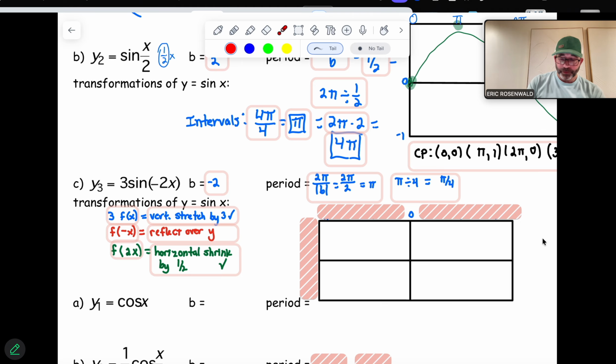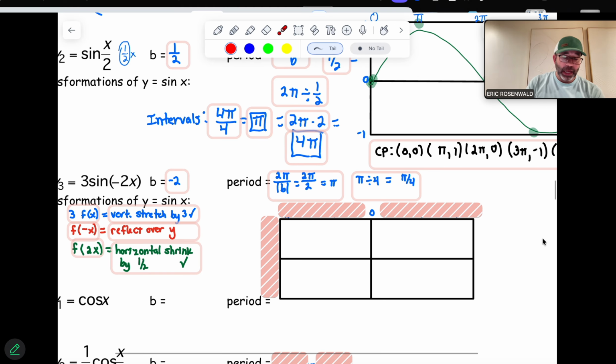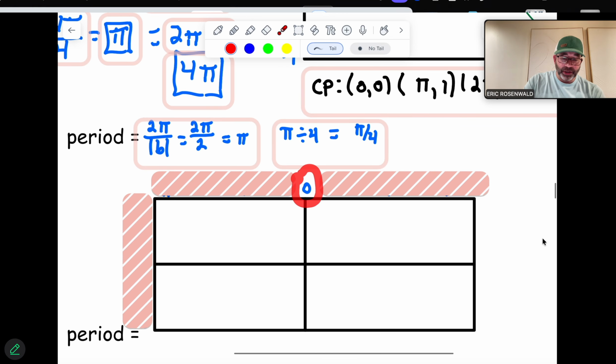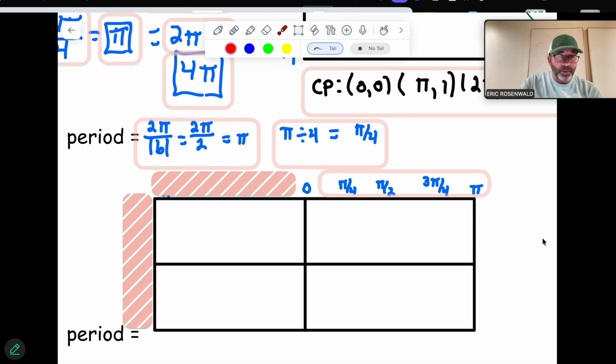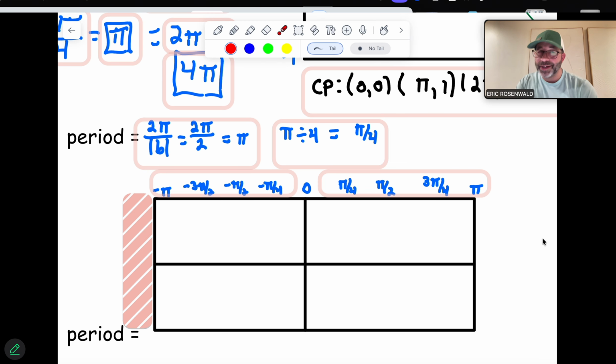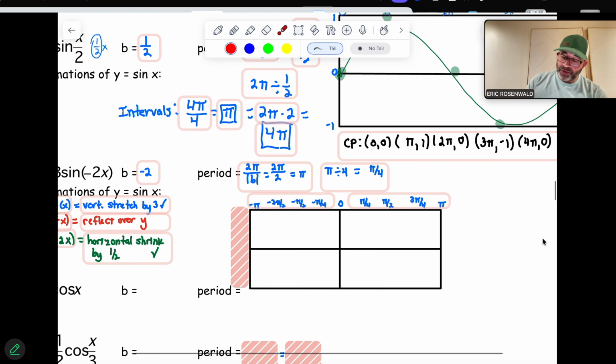Okay? Let's put it all together. You ready? So if I start at 0 here, and I go up by 1 pi over 4 over and over and over. I go 1 pi over 4, 2 pi over 4, 3 pi over 4, 4 pi over 4. Simplify these values. That 2 pi over 4 is pi over 2, and that 4 pi over 4 is pi. I'm going to go ahead and do the other side too. Now, why do I do that? We'll get there in 1 second. Okay? So that takes care of the period.